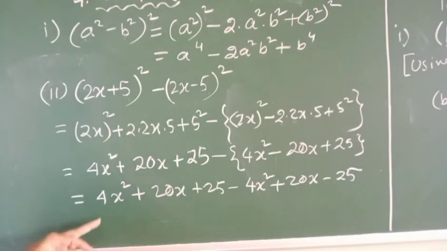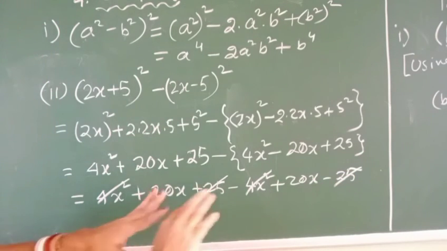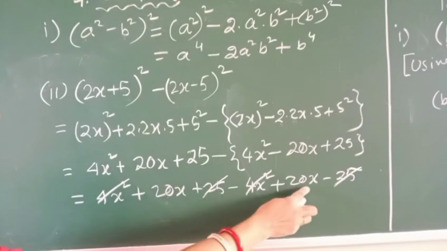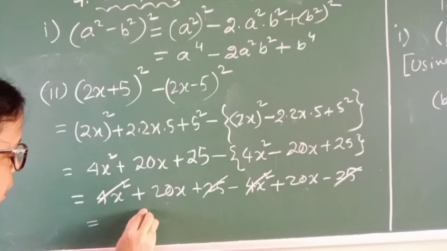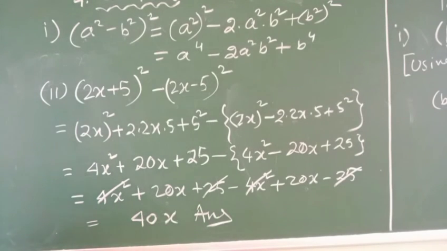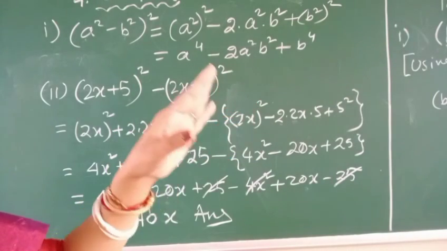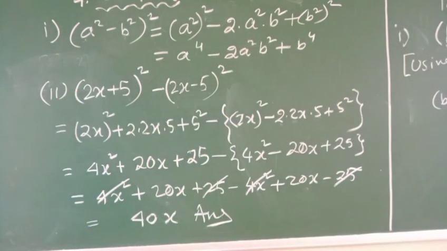Now what I can see is that it is plus 4x square, here it is minus 4x square, here it is plus 25, here it is minus 25, we can cancel it. Now only 20x and 20x, what we will get? 40x. Understood? This is the answer of this sum. Now you need to practice all these sums. Question number 3, few sums we have done using identities, and question number 4 only 2 sums we have done. Practice it, students.